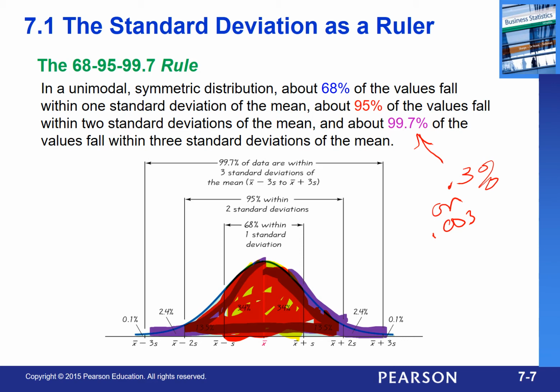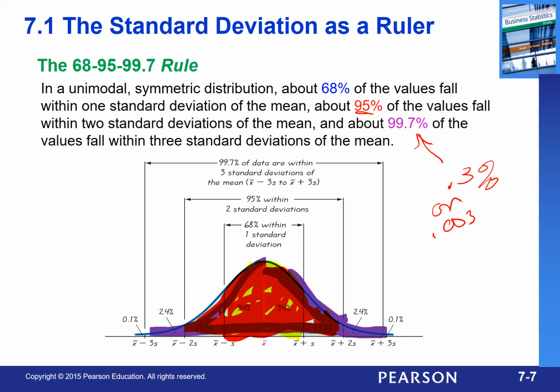And if you're more than 2 away, you're in the upper and lower 5%. There's not very many. That's why it's considered unusual, but not very unusual, unlike the 3 away. And then the ones around 1 standard deviation away are pretty common. We use this to make decisions about whether or not something was unusual.